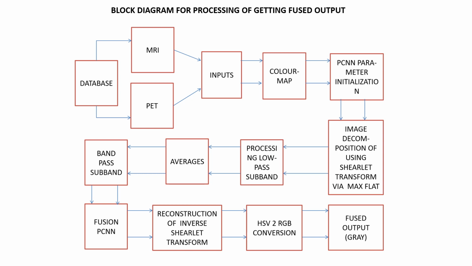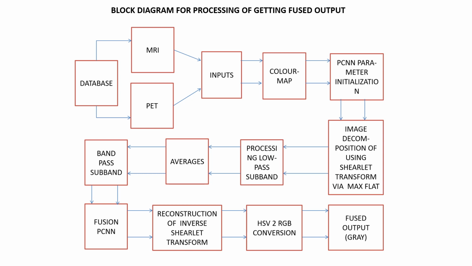This output is given to the averages. In this block, we can calculate the mean, median, mode values like that. The output of this block is given to the band pass subband. In this, it allows only a particular band of frequencies and rejects all others. It continues, and this output is given to the fusion PCNN.